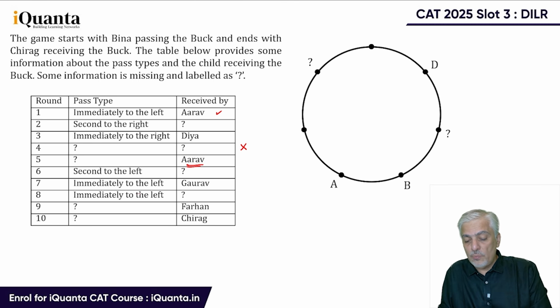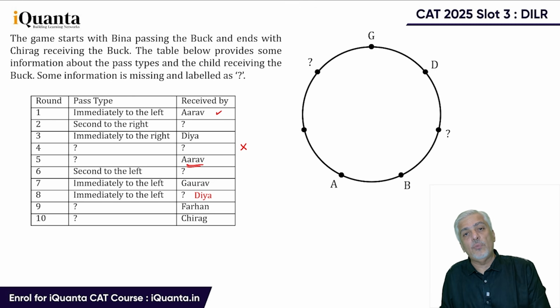Now, from there, immediate to the left, whoever is that question mark, there is Gaurav. So the Gaurav comes over here. So we've got this much. Okay. Now, after Gaurav, immediate to the left is a question mark. But we already know the position after Gaurav, immediate to the left is Dia. So that means this question mark is Dia. I put that down on the table.